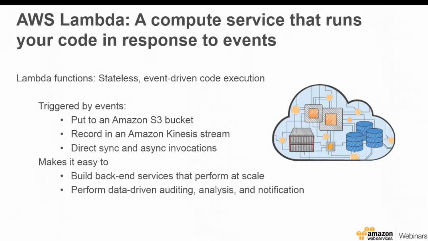stream. Also, Lambda functions can be invoked directly from external sources, both synchronously and asynchronously, which makes it very easy to build a backend service to perform workloads such as image analysis, document transformation, indexing, and also simple things like a simple CRUD backend for mobile and IoT devices.